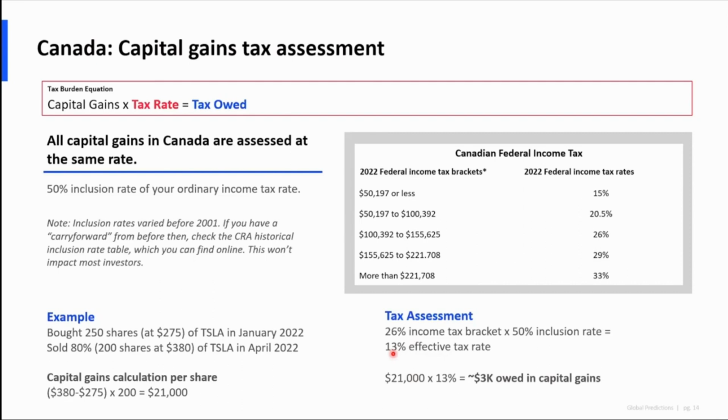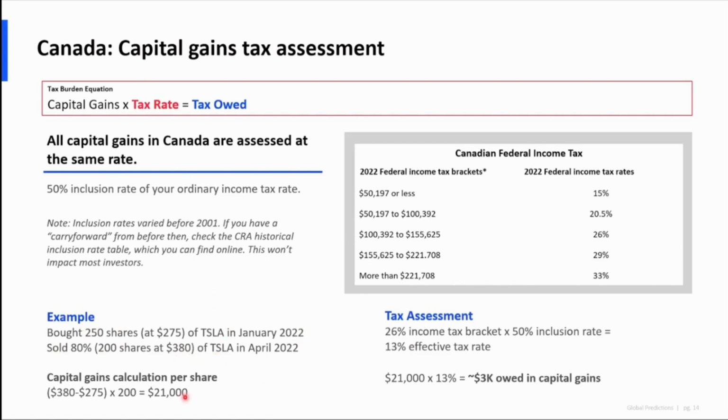And so just to, again, hammer home an example, this one's a little bit more complicated, so just bear with me. If you bought 250 shares of Tesla and then you sold 80% of them, and your entry price, just one entry price, so that makes it your cost basis, is 275, and your exit price here was 380.